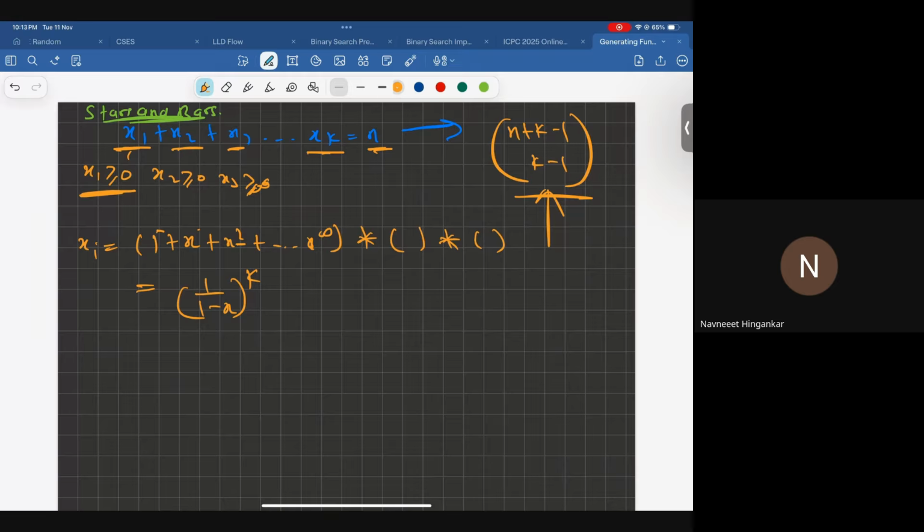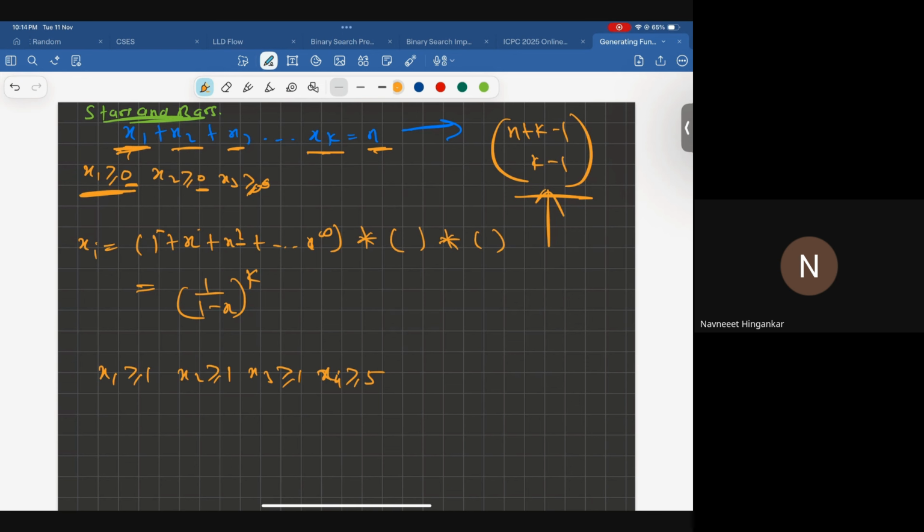For stars and bars, what usually happens is you remember the formula and you get the answer directly. But the moment they change it a little bit, at least for me, I get confused. Or maybe I am biased toward generating functions, but yeah. Let's say instead of 0, I put 1: x1 greater than or equal to 1, x2 greater than or equal to 1, x3 greater than or equal to 1, or some variable x4 greater than or equal to 5, anything. In this case you will get very confused.